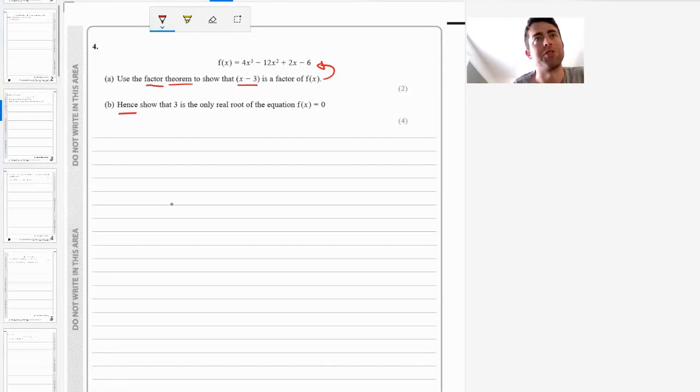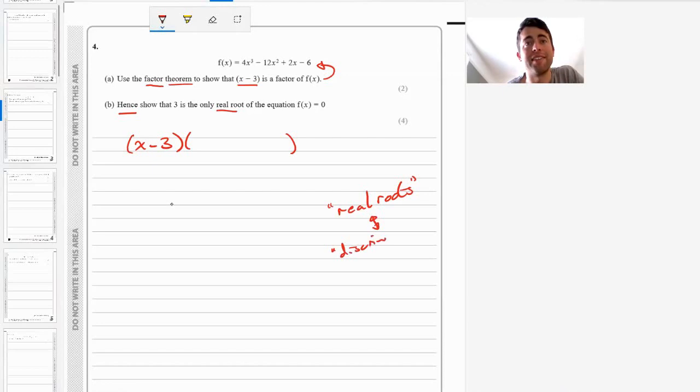Hence, show that 3 is the only real root of that equation. Well, if I've got a cubic there, and I've shown that x minus 3 is a factor, then I know that that other bit is going to be a quadratic. And there's another word association with the phrase real roots that I have. When I see real roots with a quadratic, I think of the word discriminant. I reckon I'm going to have to use the discriminant in this question.